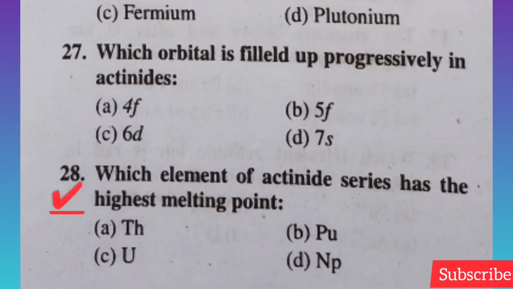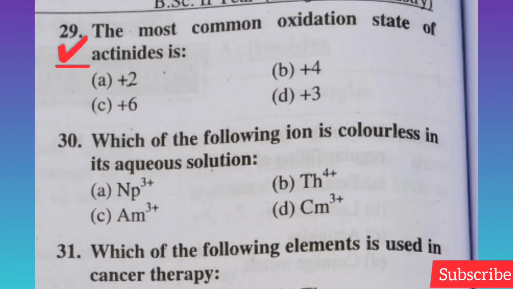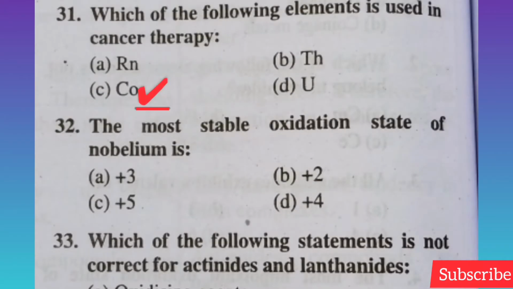नेक्स्ट क्वेश्चन है, which element of actinide series has the highest melting point. ऑप्शन A is correct. The most common oxidation state of actinide is. Option D is correct, +3. Which of the following ion is colorless in its aqueous solution? Option B is correct. Which of the following element is used in cancer therapy? In this question option A and option C both are right, so we take option C, cobalt. Next question, the most stable oxidation state of nobelium is. Option B is correct, +2.